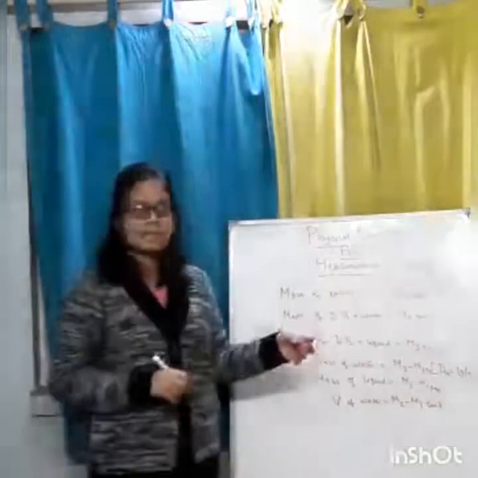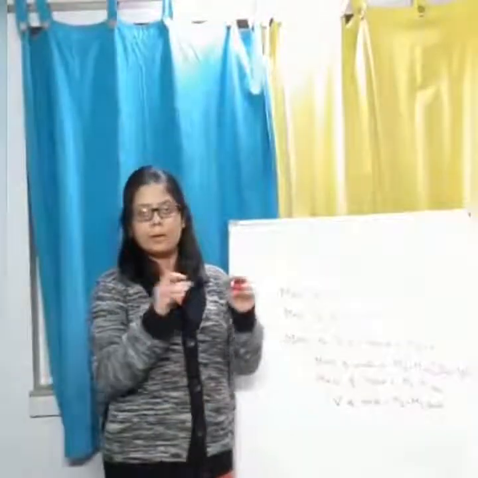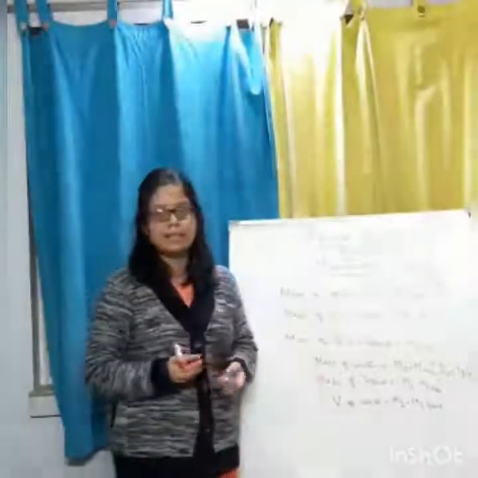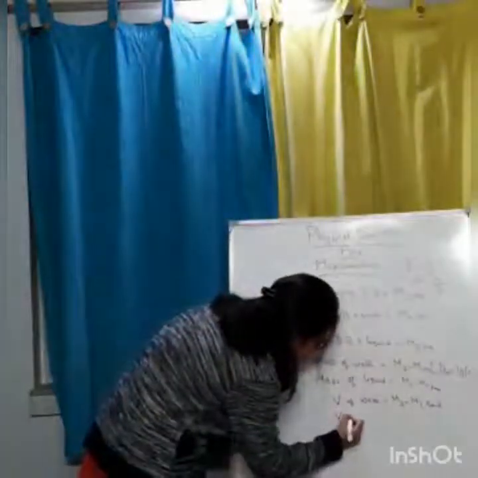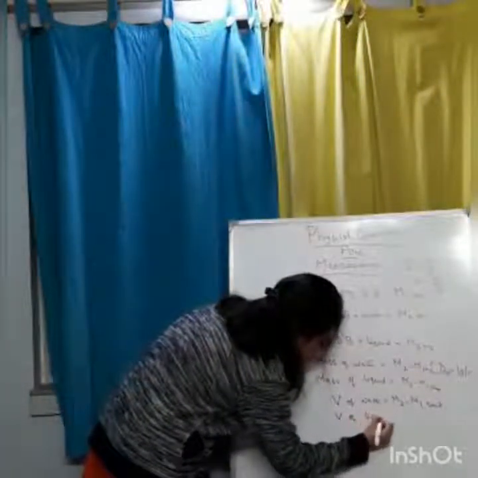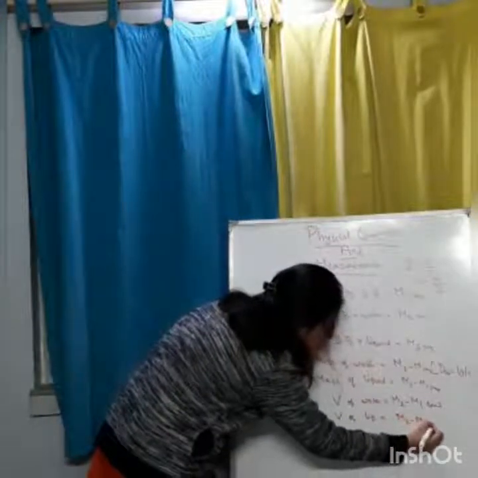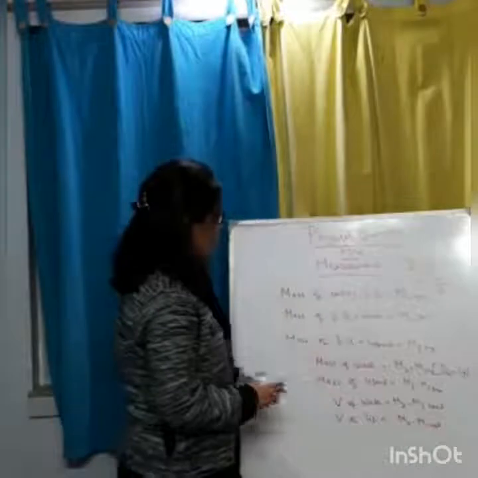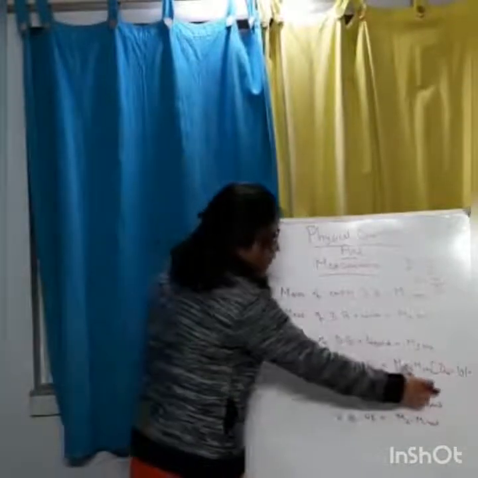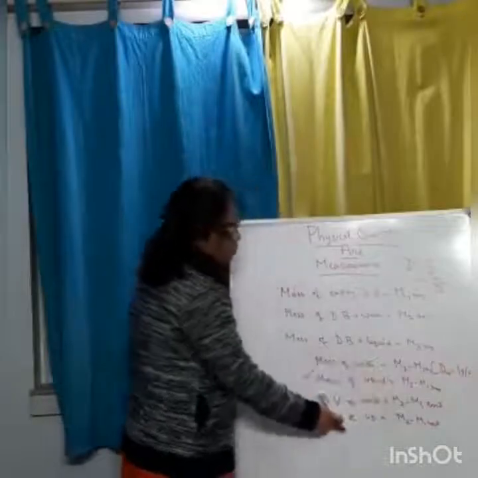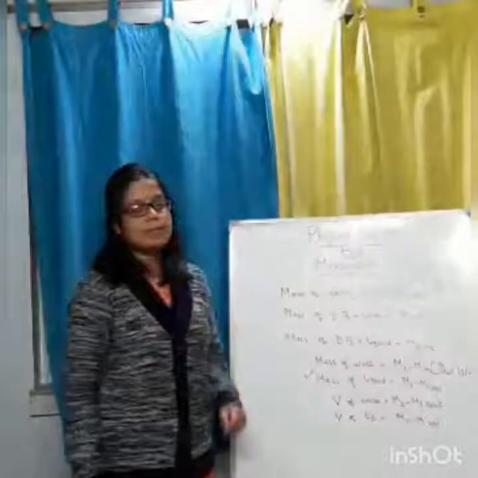And we have already discussed that the volume of the liquid will be same as the volume of water because both of them are being filled to the fullest extent inside the same density bottle. So the volume of the liquid will also be equal to M2 minus M1 centimeter cube. Now see, we already have the mass of the liquid, which is M3 minus M1 grams. We have the volume of the liquid, which is M2 minus M1 centimeter cube. So what will be the density of the liquid?